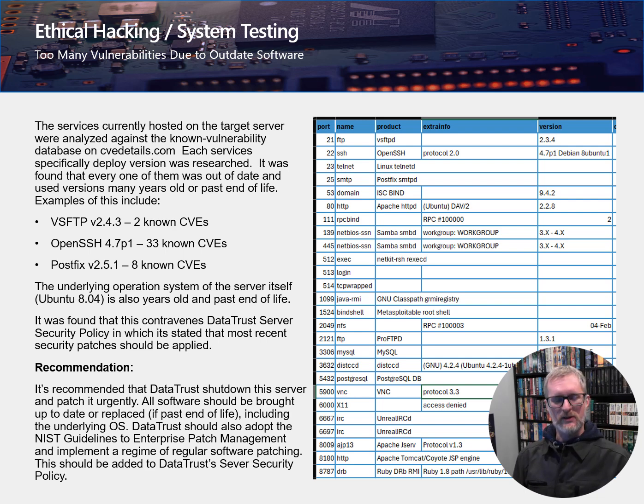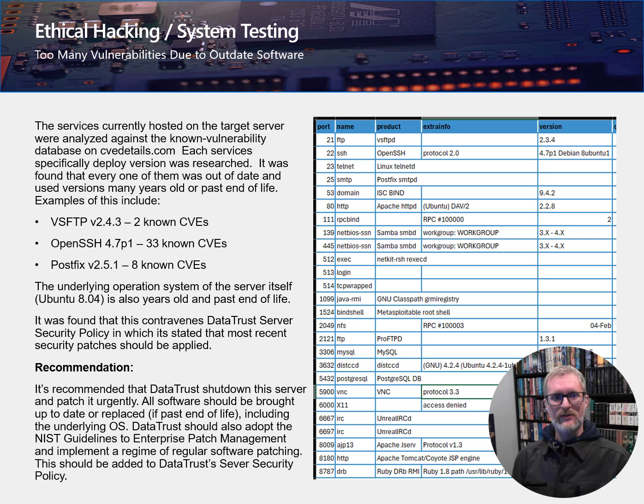Each one of these particular versions of service are either past end of life and not receiving security support anymore, or they have known security flaws that could be leveraged now that are well documented and published on the website. Not only that, but the actual server itself was running Ubuntu 8.04. This version of Ubuntu is old. The current version is version 24. This is now end of life.